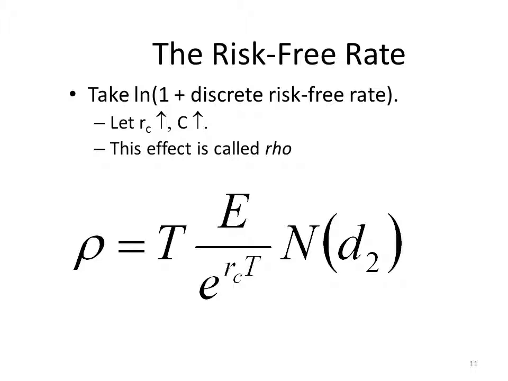And rho is calculated from the equation T, the time remaining until the option expires, times the exercise price of the option contract divided by little e raised to the RT power, all times the quantity N of D2.